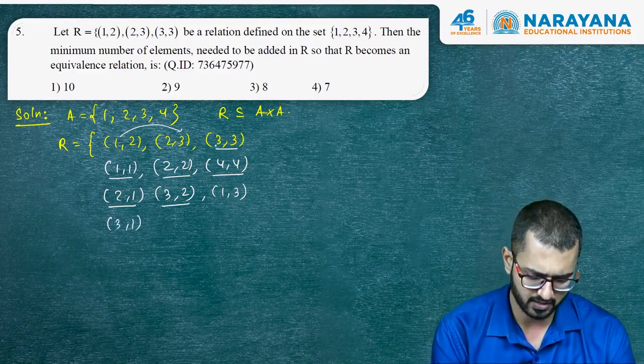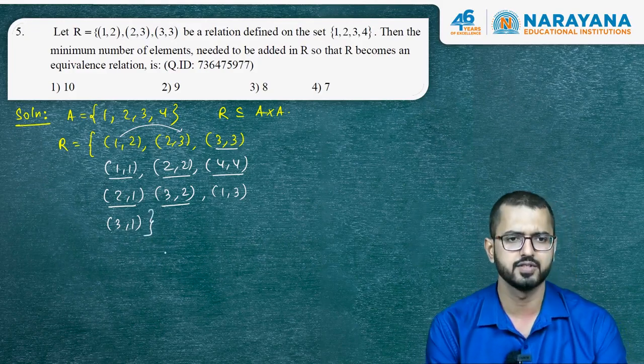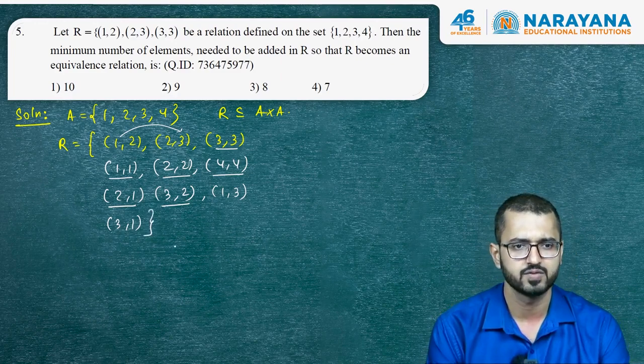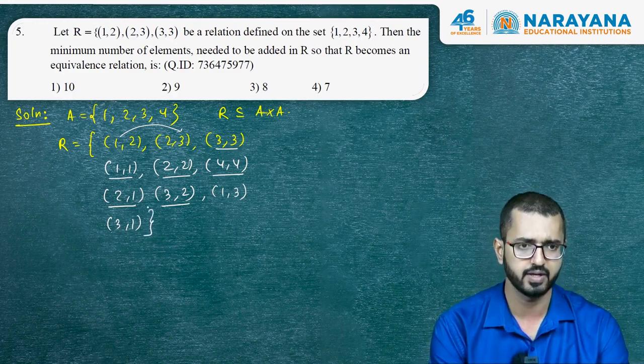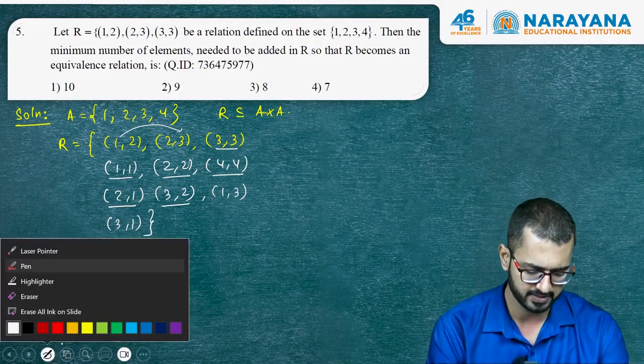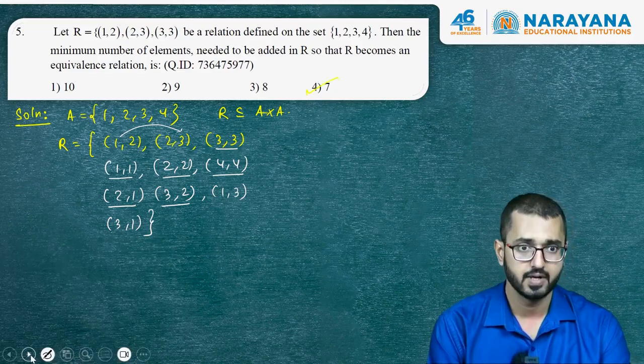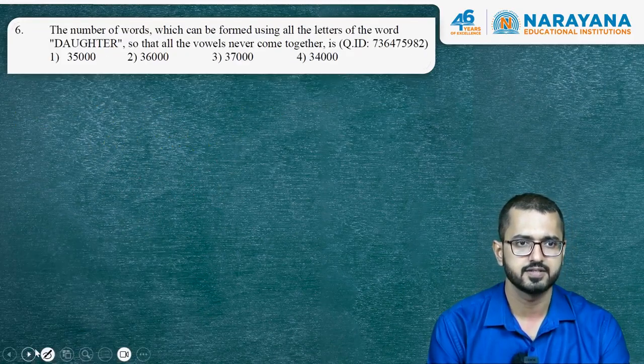And now you can see (3,3), yes, (2,1), (1,2), yes, (3,2), (2,3), all are balanced. So no need to add further elements. Now this makes an equivalence relation. So how many elements we have added so far? You can see that there are total 7. So answer would be 7. Okay. Yes. So moving to the next question, 6th.